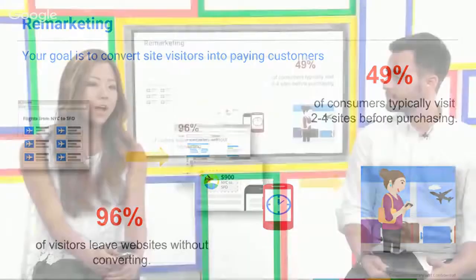So on average, how successful is remarketing? We've seen about 50% lower cost per acquisition, so cost per each conversion, with both of these remarketing types, remarketing and RLSA. Really powerful stuff.